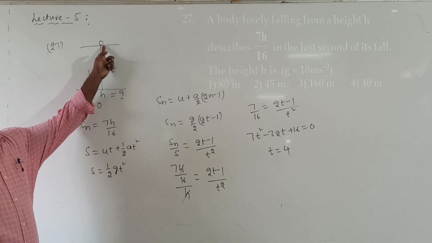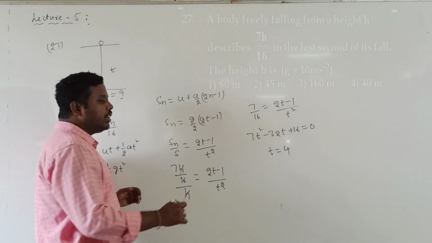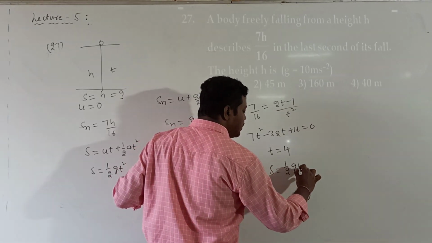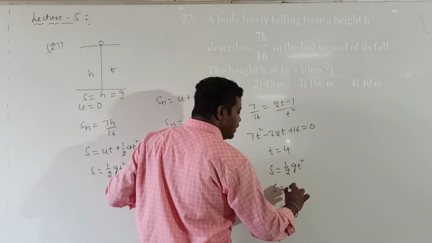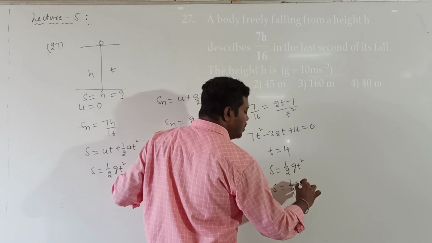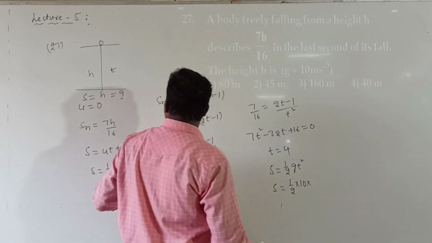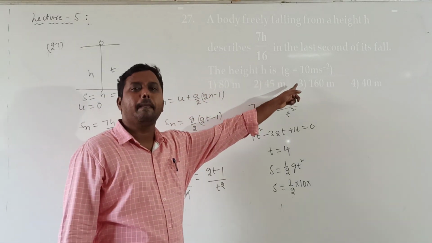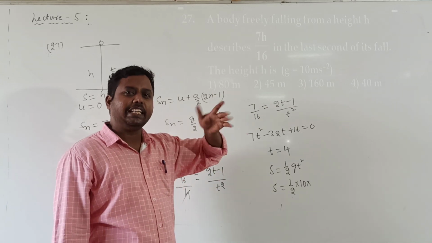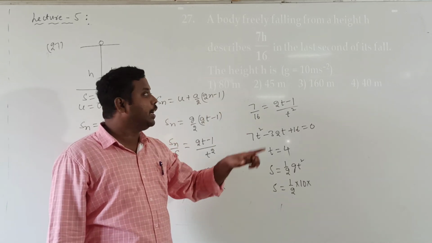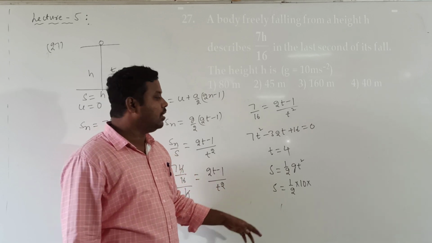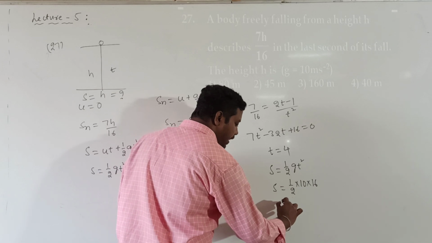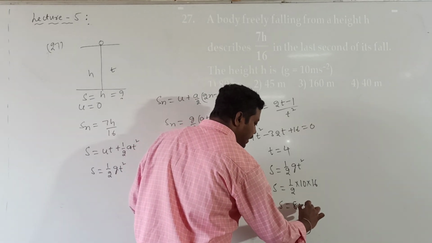Now, what is the h value I want to calculate? The h value formula is half into g into t square. So h is equal to half into g value 10 into t square, because they mentioned the g value. When they mention g value 10, take 10; otherwise you need to take 9.8 only. Then h is half into g into, here we get, 16, so the h value is equal to 80 meters.